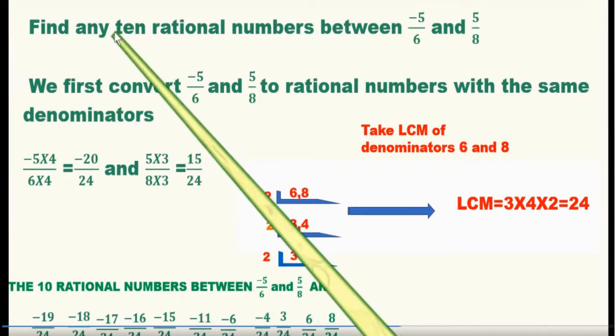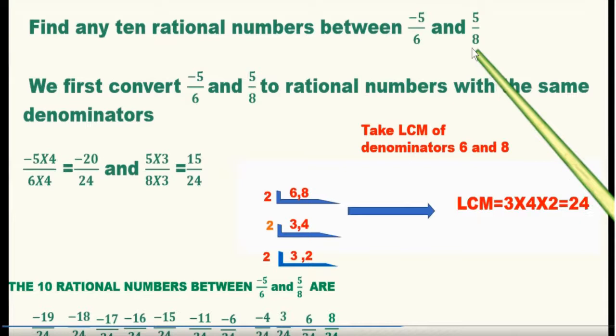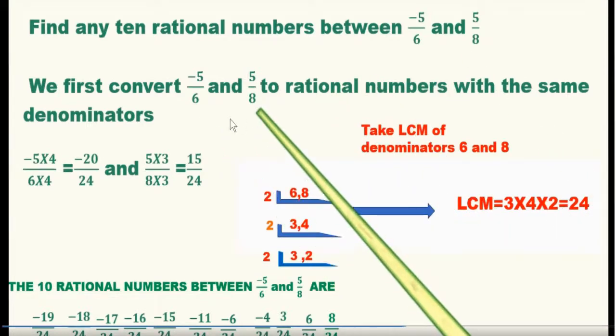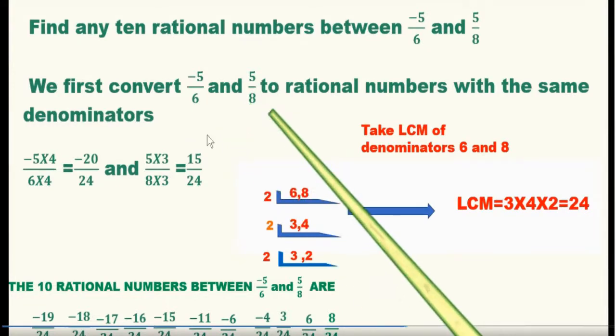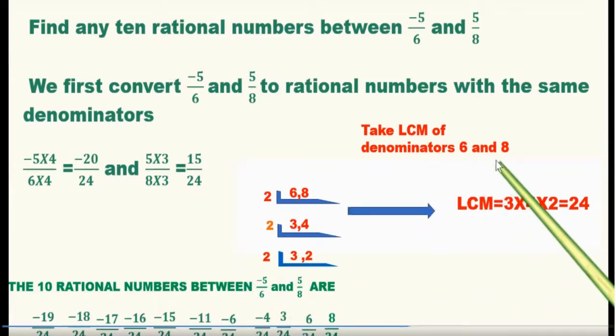Let us find 10 rational numbers between minus 5 by 6 and 5 by 8. Here you can see that the denominators are different. They are 6 and 8. We will convert them into equal denominators. How will we do it? We will take an LCM of 6 and 8. As you can see here, the LCM of 6 and 8 is 24.